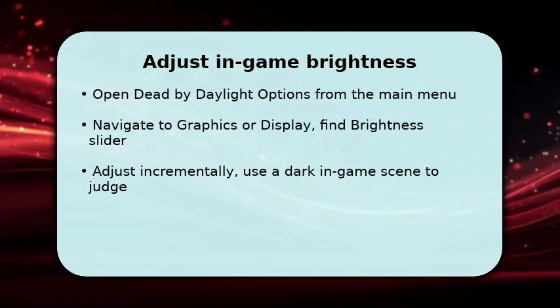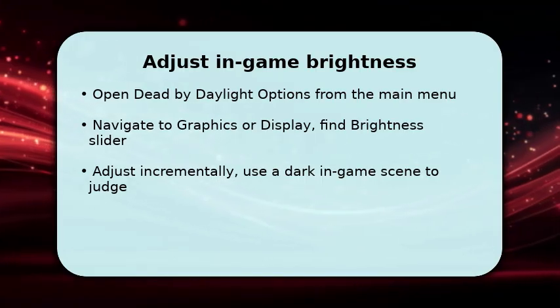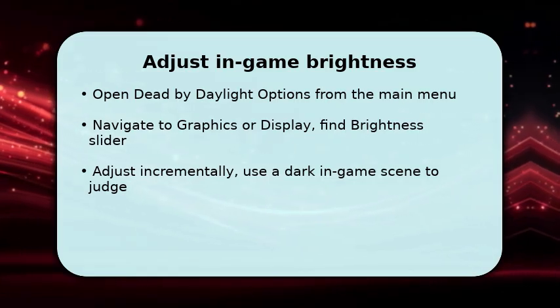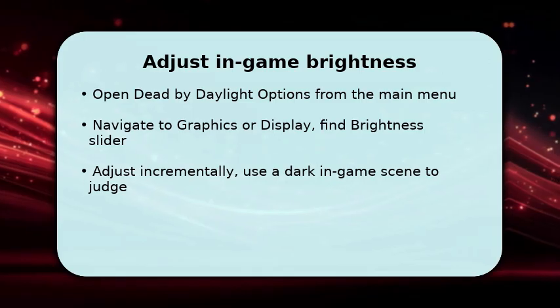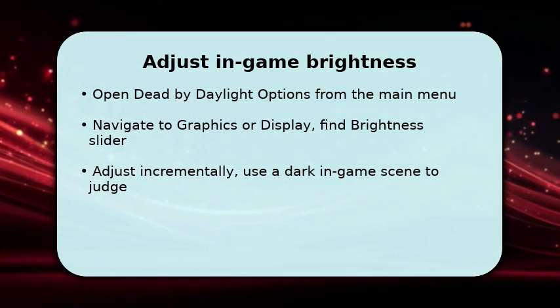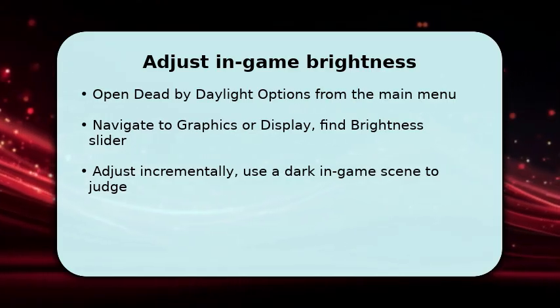You now change the in-game brightness to suit visibility and atmosphere. From Dead by Daylight's main menu, select Options, then Graphics or Display, and locate the brightness slider. Move it in small steps while observing a reliably dark scene like the map preview or a match waiting room, because subtle shifts matter for shadow detail and killer hiding spots.